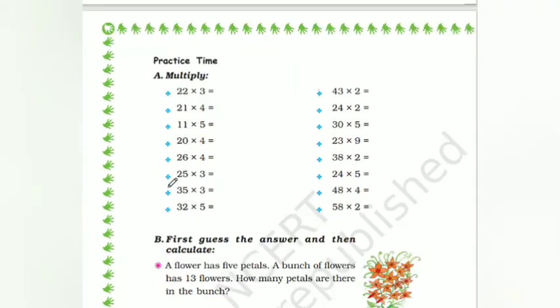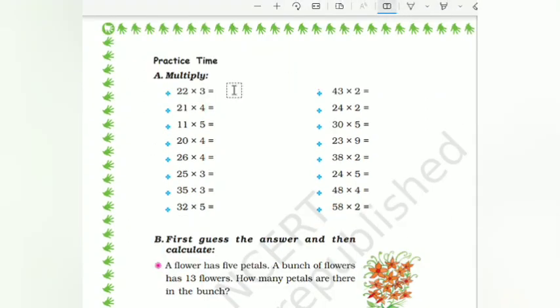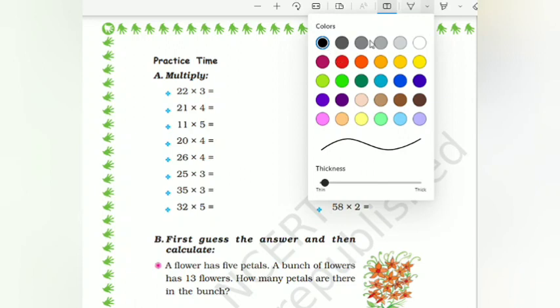Okay. Then practice time. We have to multiply. 22 into 3. How to do that? See here. We can do it like this.